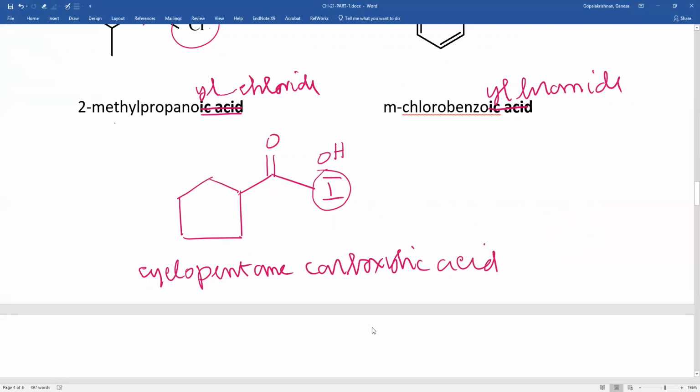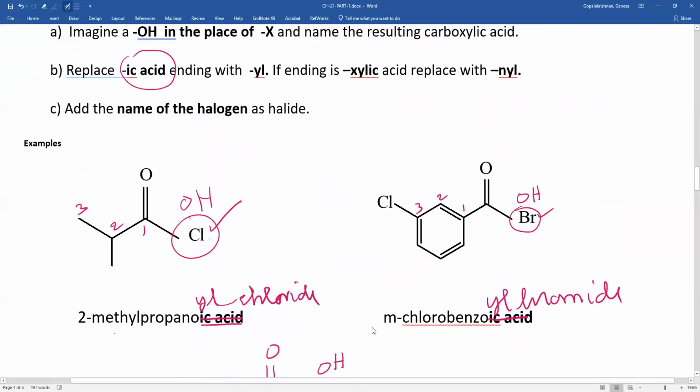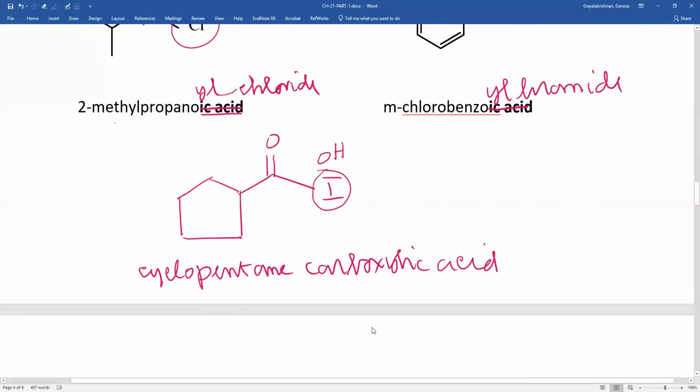Now, you cannot actually just strike OIC and acid. Here it is, OYL. You have to strike it and then replace it with the OYL and write the name of the halogen, iodide. This is cyclopentane carbonyl iodide.